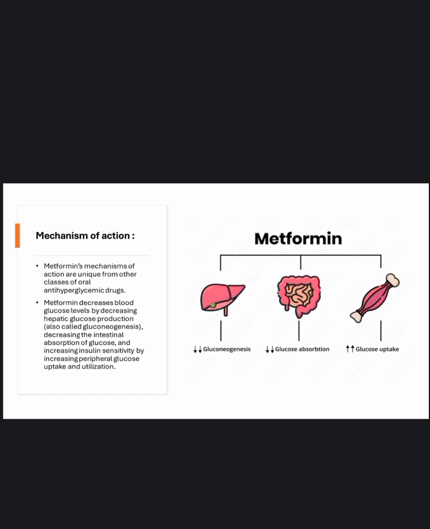ACC1 in muscle and adipose tissue inhibits fatty acid synthesis and promotes fatty acid oxidation by reducing the production of malonyl-CoA, which is a precursor of fatty acid synthesis. ACC2 in the liver inhibits fatty acid synthesis and reduces the hepatic lipid stores. All these cause increased liver sensitivity to insulin and enhance the insulin response to glucose.